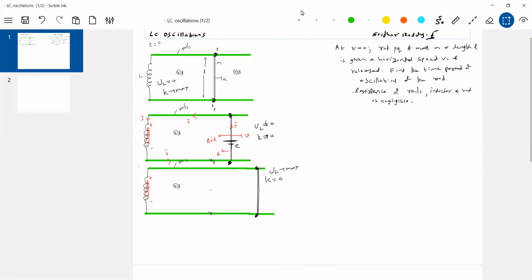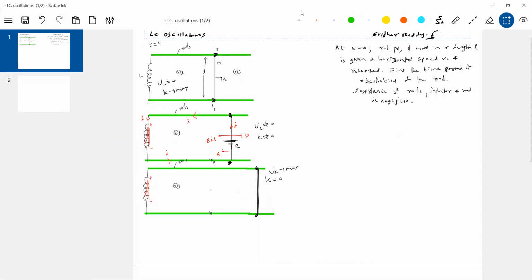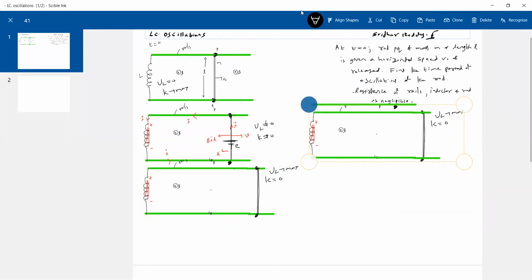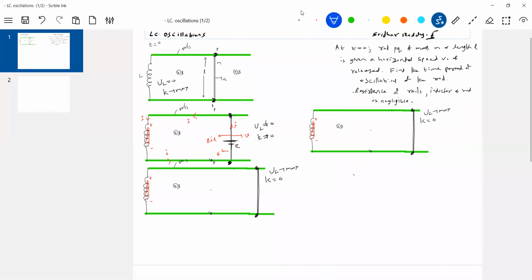So I'll show that diagram. It will be like this. So now here only I'll show it. This is very important for you. The current will flow in the same direction. Who will support the current now? The inductor starts supporting the current.